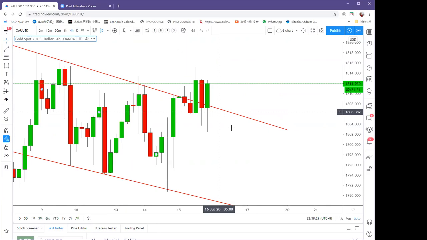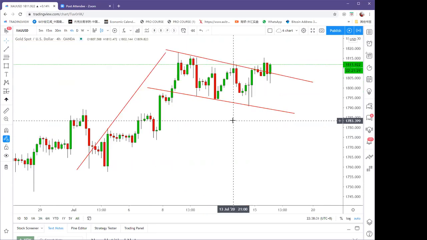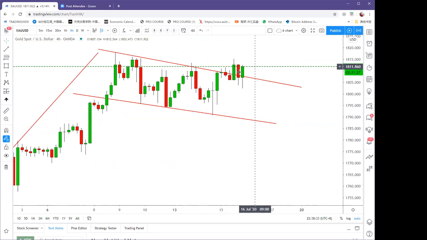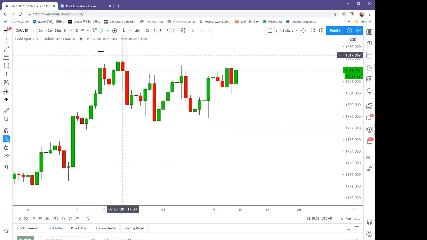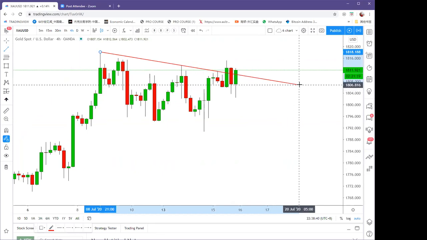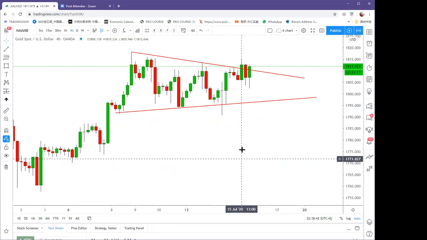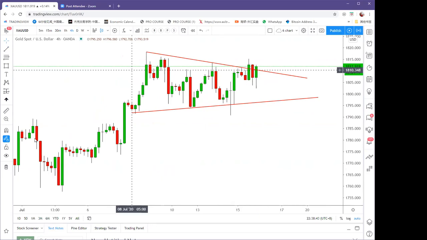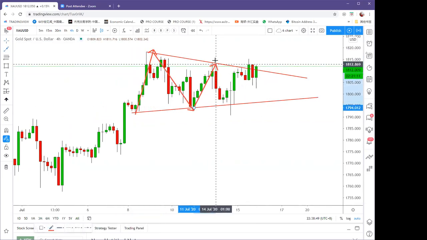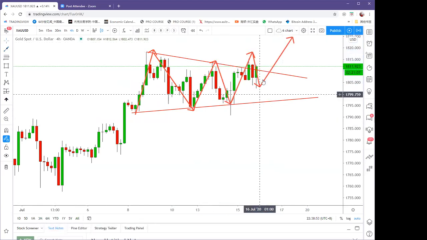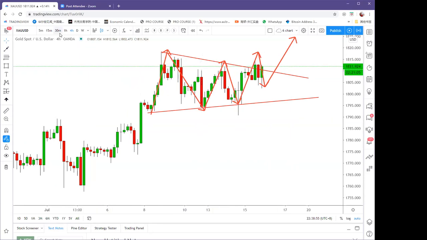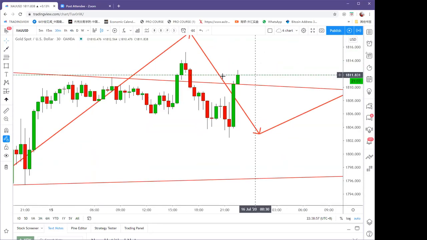Cup and handle in gold, yeah, it looks like a cup and handle, but I will consider this as a flag pattern or a triangle, right? This is a big triangle here. The consolidation is going to end soon. You can see this consolidation. So it breaks up, pulls back, and then goes for the north. So still keep buying the gold, buy the pullback.